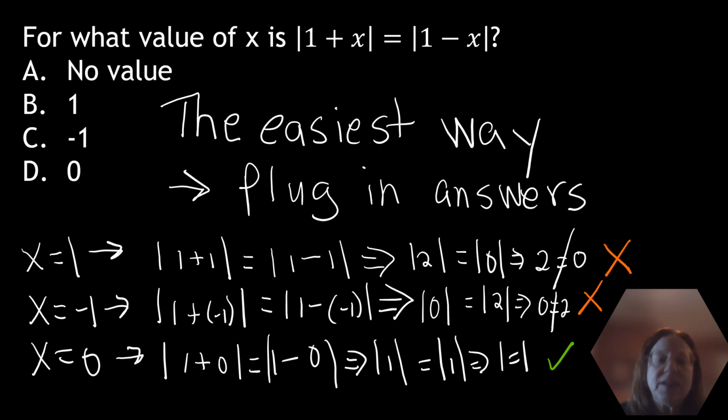Plug in 0, and you get the absolute value of 1 plus 0 is equal to the absolute value of 1 minus 0, which implies that the absolute value of 1 is equal to the absolute value of 1, and 1 does equal 1. So the answer is D, x equals 0.